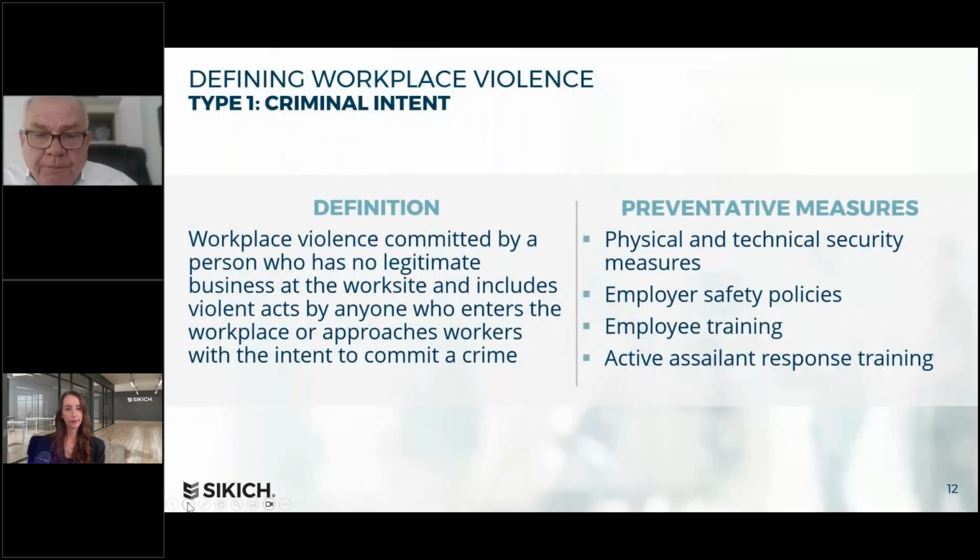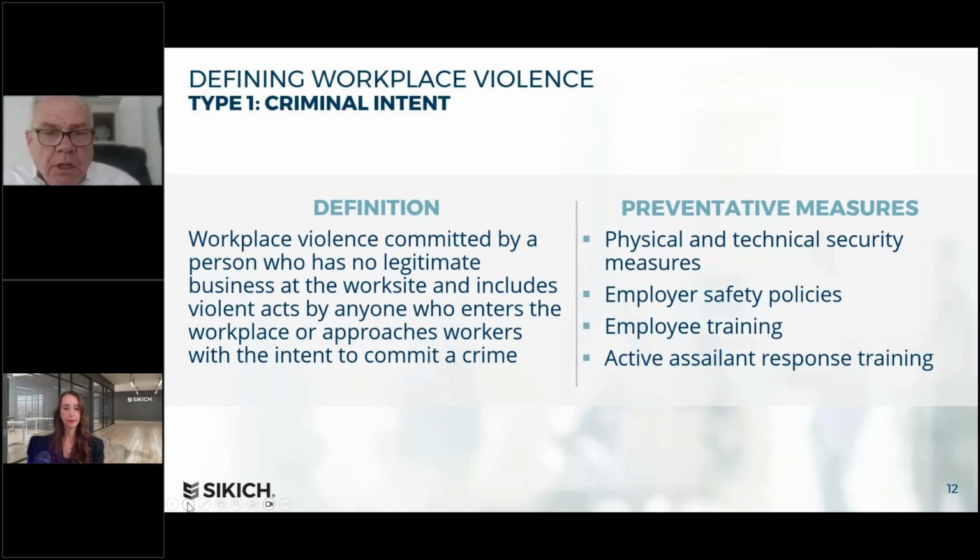So the first type, and again, these are types categorized by the Department of Labor. We're going to talk about California Occupational Safety and Health. We're going to talk about National Federal Occupational Safety and Health. They're all conforming to this definition of what type of person is committing or potentially committing these acts of violence.